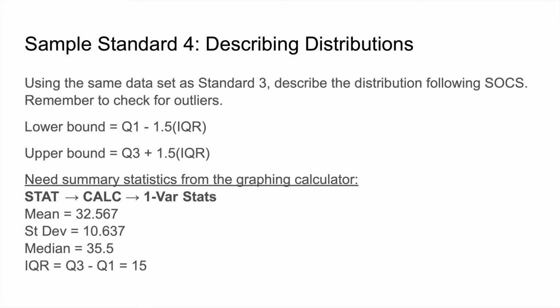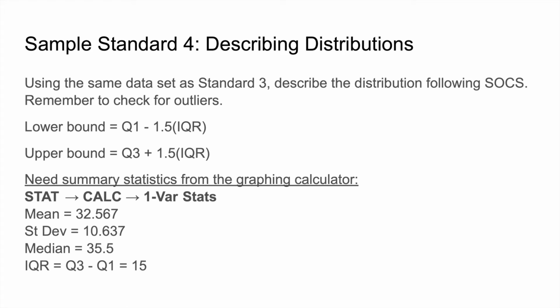Okay, so again, here's the button pressing. Stat, calc, one variable stats once you have the data in your lists. I'm assuming that the data from the previous slide is in the list already. You should see x bar at the very top, which is your mean, 32.567. Standard deviation, you're looking for the Sx notation for that, 10.637. The median is provided if you scroll down, and Q1 and Q3 are also provided, and the difference between them gives you the IQR.